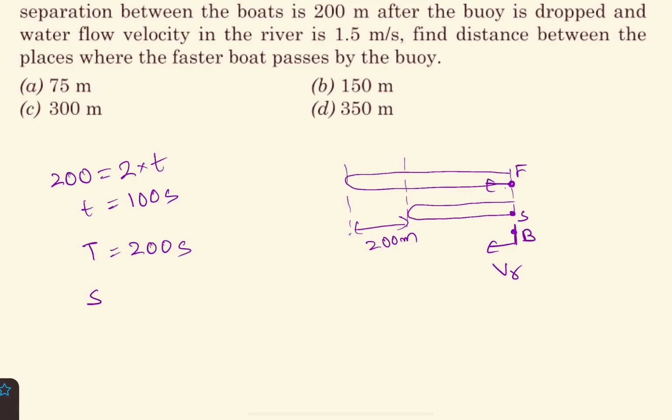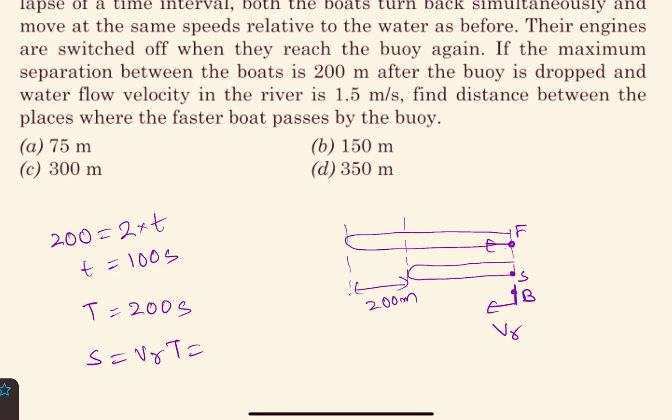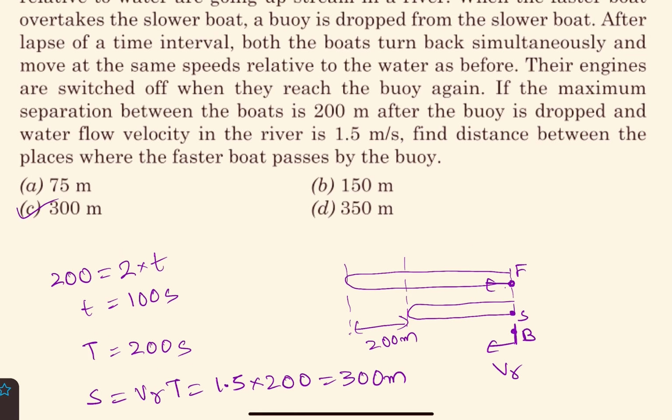Hence the distance travelled by the buoy with respect to the ground would be V_R into capital T, and V_R is given to us as 1.5, so we get 1.5 into 200, which is 300 meter. So that means in this duration the buoy would have traveled 300 meter with respect to ground. That's our answer.